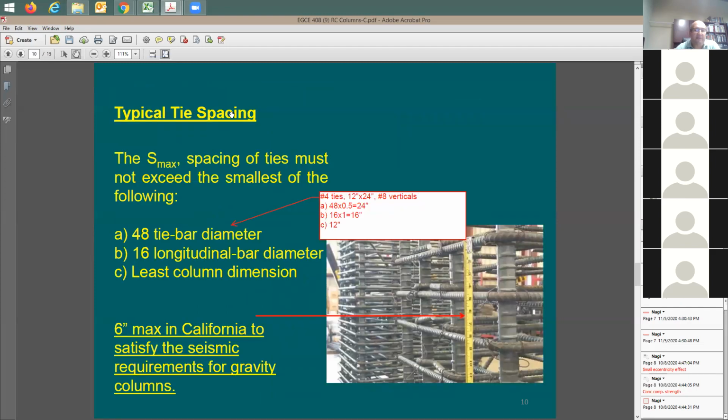Spacing between ties is given in the example, so you need to study this. We have good examples and lots of recorded videos on this, so you shouldn't have a problem. And don't forget, if the column is in California, your maximum spacing is 6 inches.